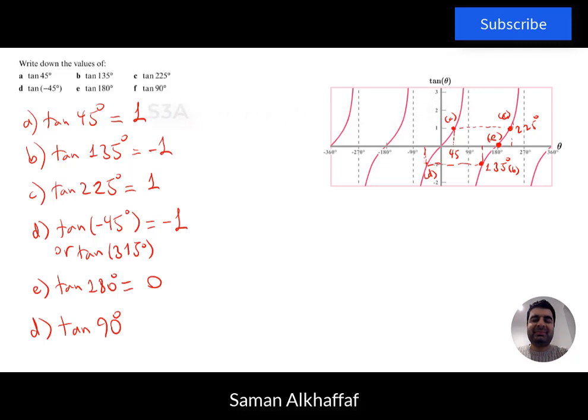So tan of 90 degrees, you can see it's here, and because it doesn't cross the asymptote, that tells us that it's undefined. It doesn't touch, it's on the asymptote. So that tells us that it's not applicable in this scenario, because it's extracted from 1 over 0. So it is not applicable. And these will be our answers for these angles.